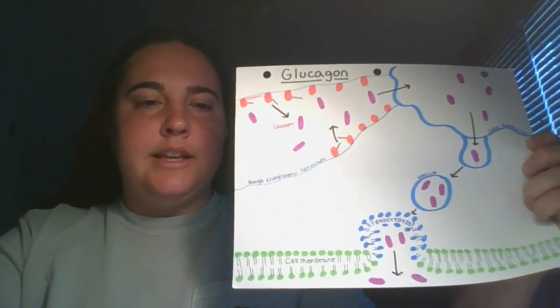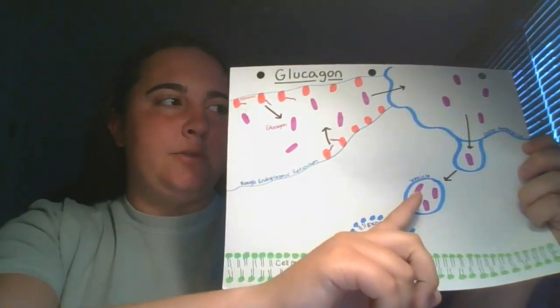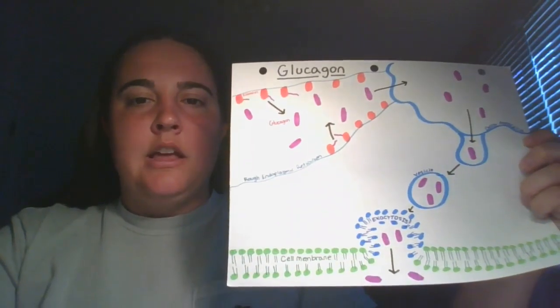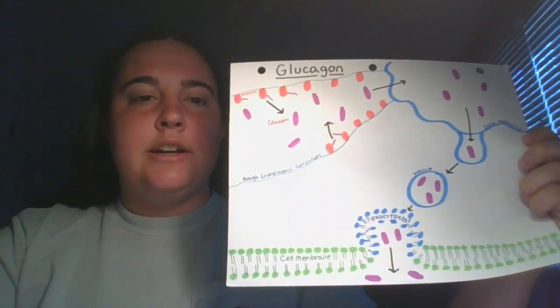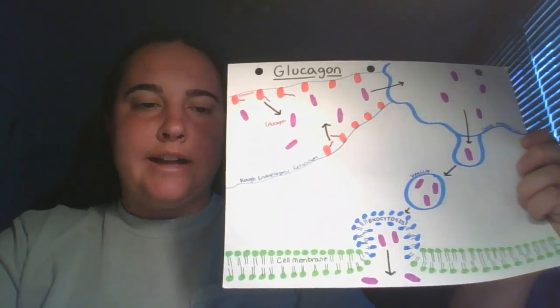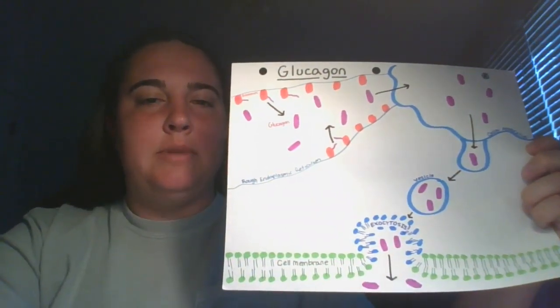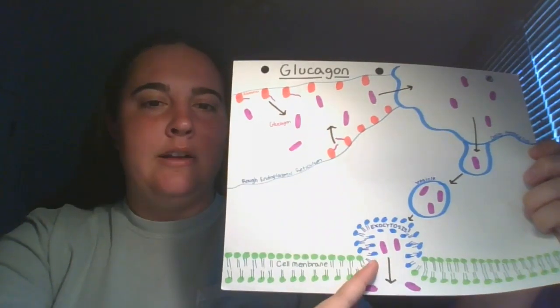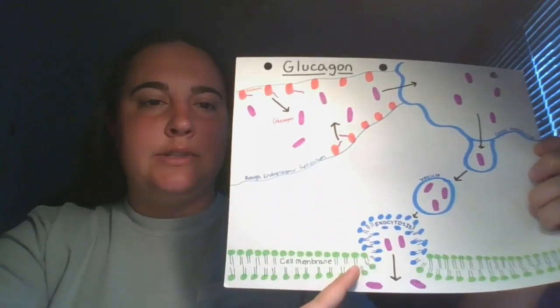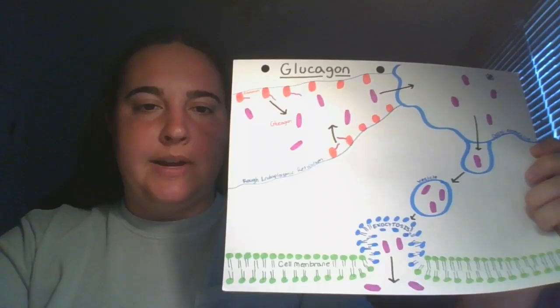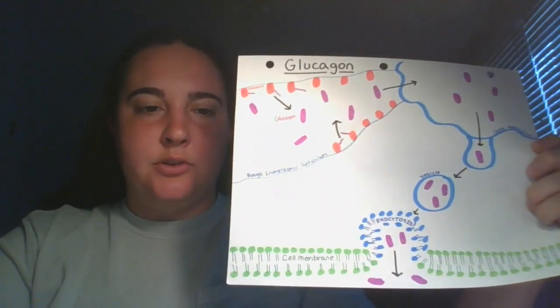The protein is then packaged into transport vesicles to the Golgi apparatus. In the Golgi, glucagon is further modified, sorted, and packaged into secretory vesicles. These vesicles travel through the cytoplasm and fuse with the cell membrane, releasing glucagon outside the cell by exocytosis, so it can act as a hormone that raises blood glucose levels.